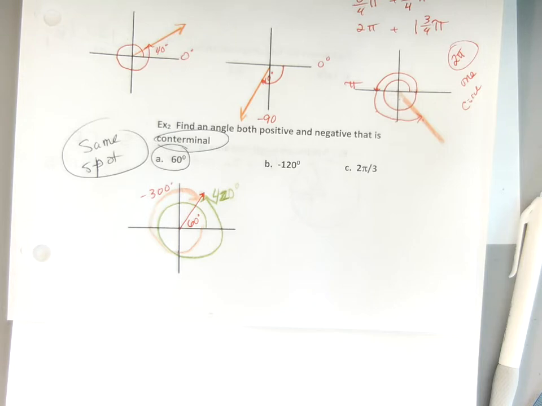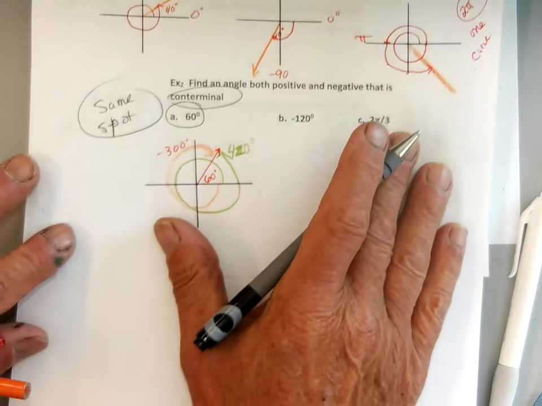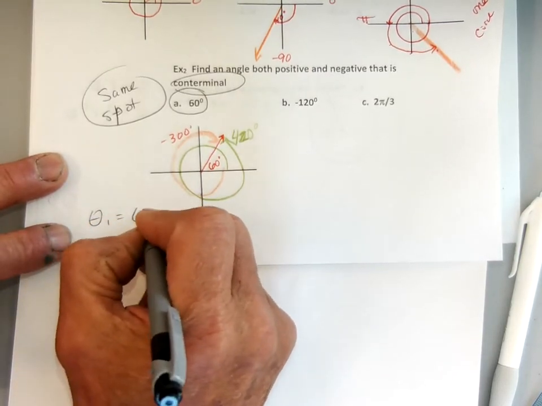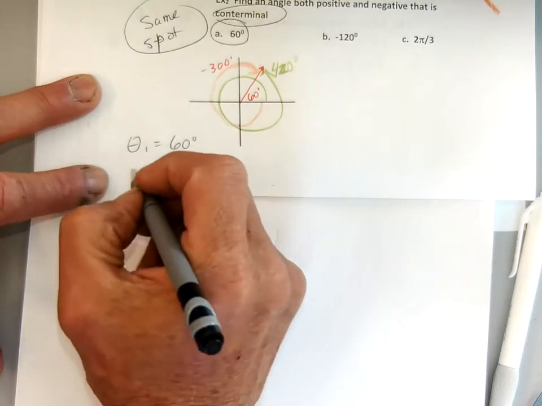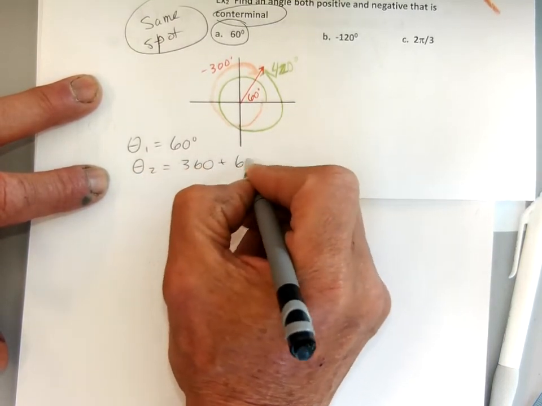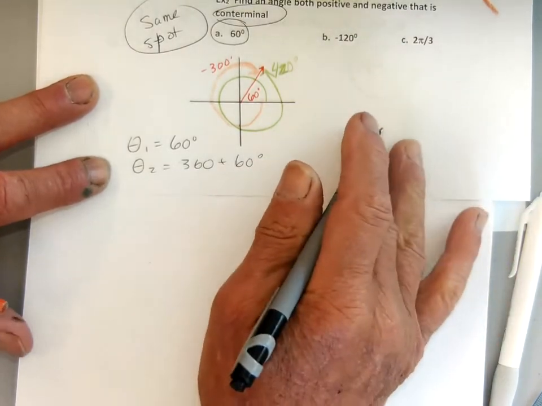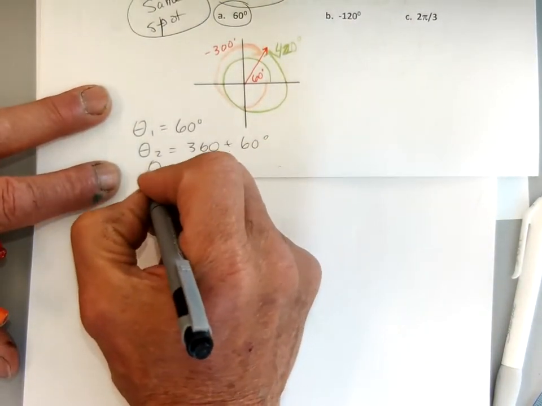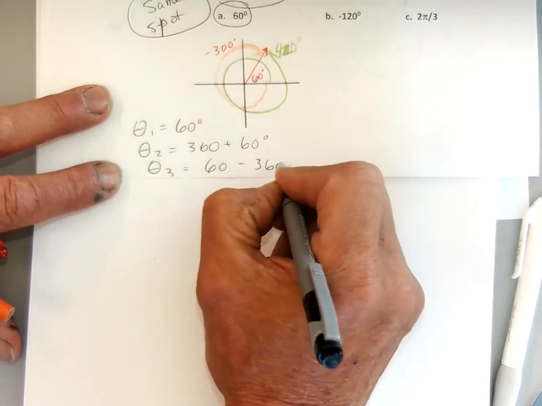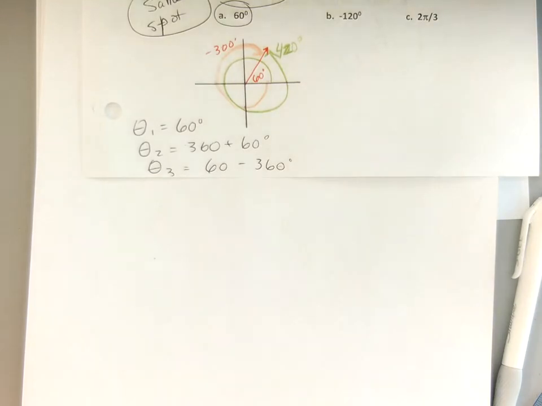Michael: can't you just add 360? Yes, thank you. Because remember I said there's an easier way to do it? Exactly. That's the easy way, a lot easier. So, instead of drawing a picture, you know that theta 1 is 60 degrees. Theta 2 is just 360 degrees plus 60, right, Michael? And then theta 3 is just 60 degrees minus 360 degrees. Completely correct, Michael. Yep, I agree with you.